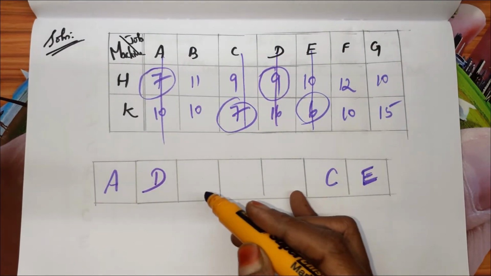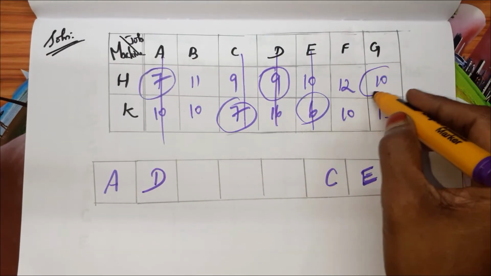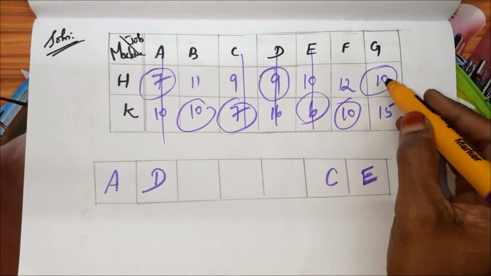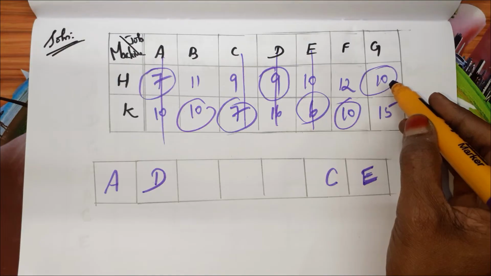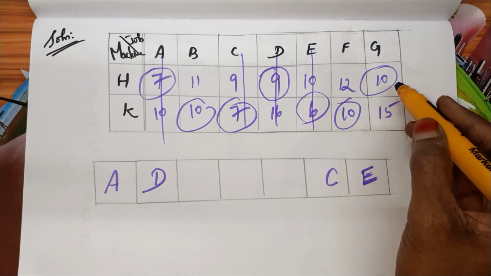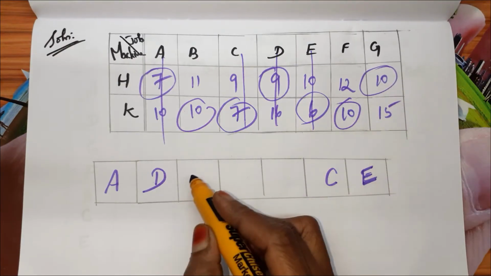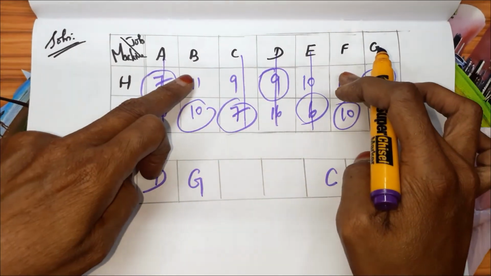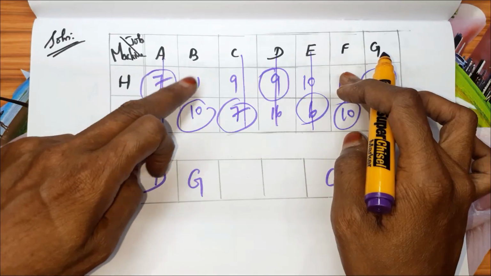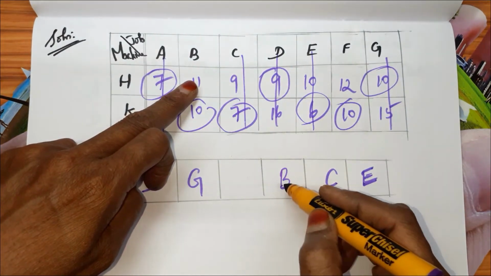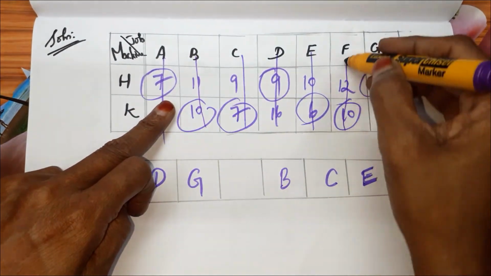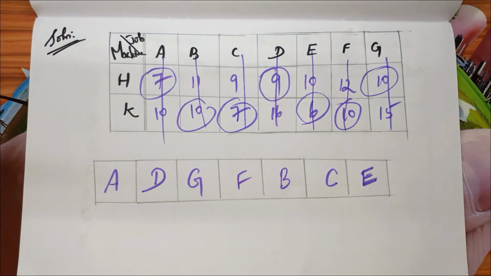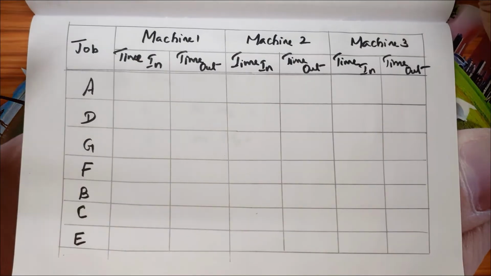What is the next minimum? We have 10 in 3 places. 1, 2, 3. This one belongs to machine 1, so we can take that here, G. This 10 in 2 places, comparing these two values, we have to take the order. 11 is the minimum. So B first, then F second. Is it clear?